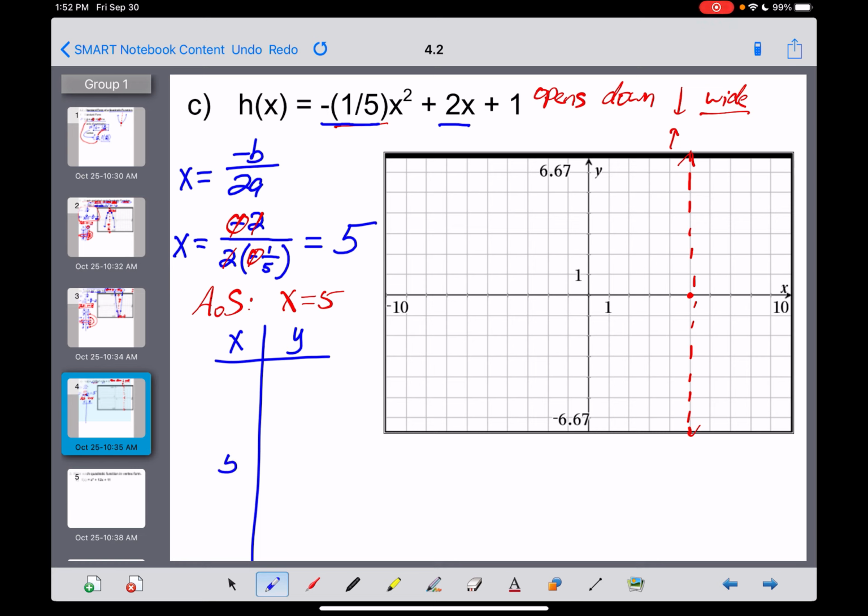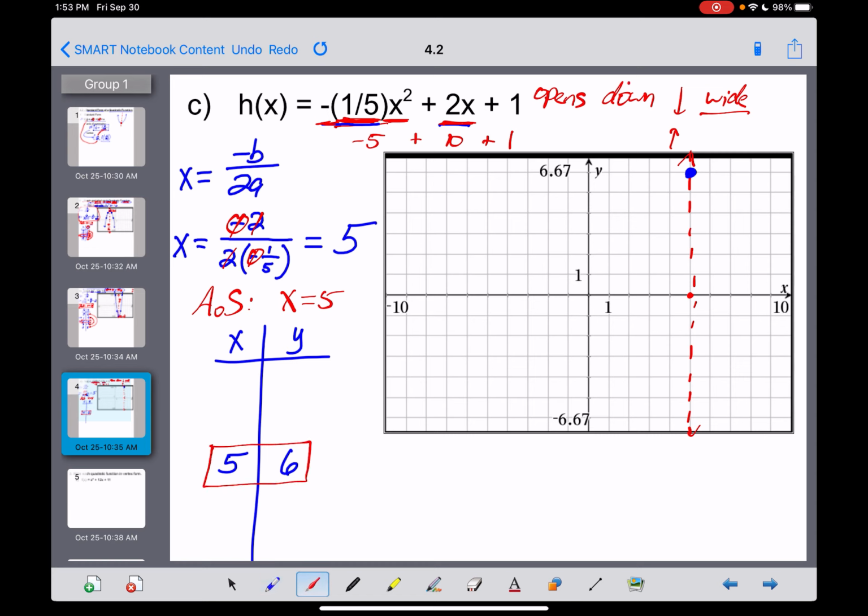My 5 is going to go in the middle here, and let's see what happens when we plug that in. Right here, 5 squared is 25. 1/5 of 25 is 5, and the opposite of that is negative 5. The 5 times 2 in the middle here is going to get me 10. So I'm at negative 5 plus 10, which is 5, plus 1 gets us 6 for the y-coordinate of our vertex there. So the ordered pair 5, 6, yep, we are right about here. So I believe that's my vertex.